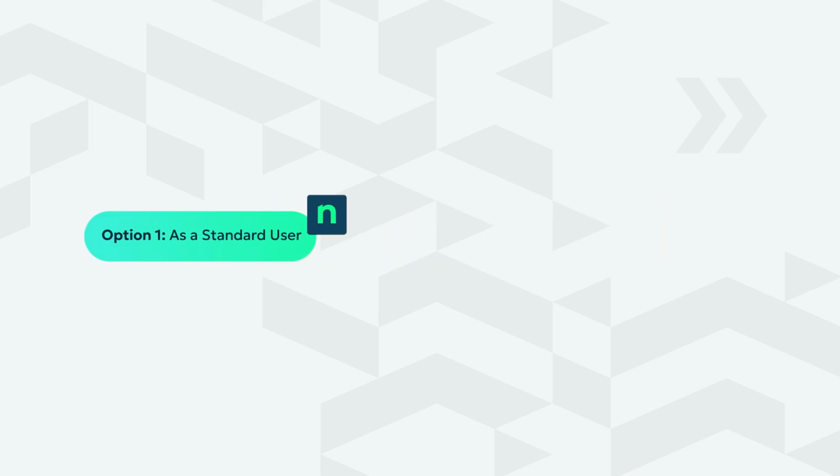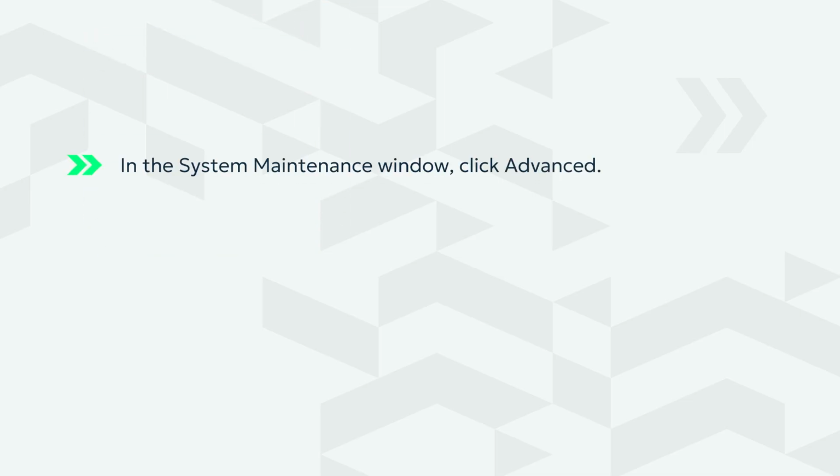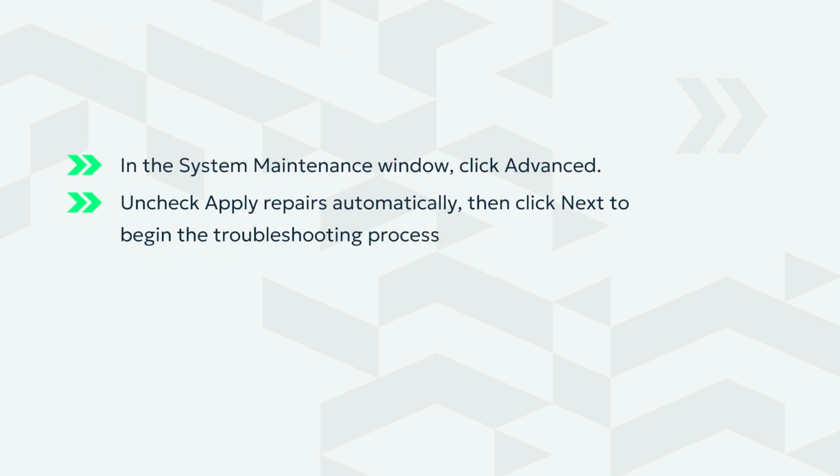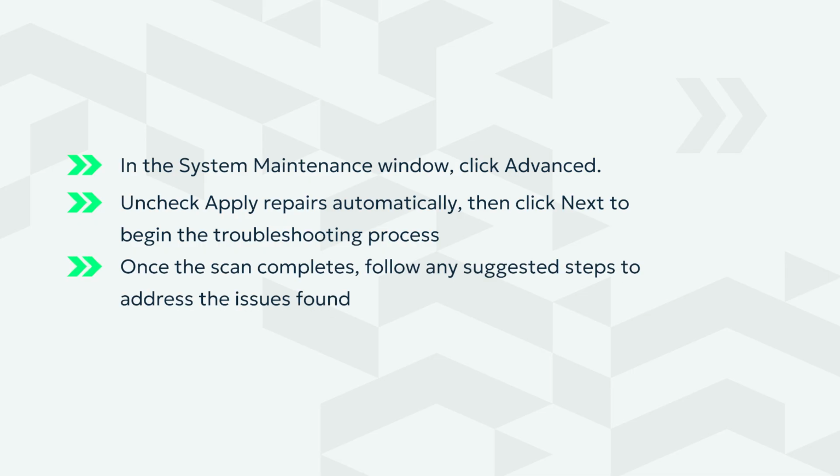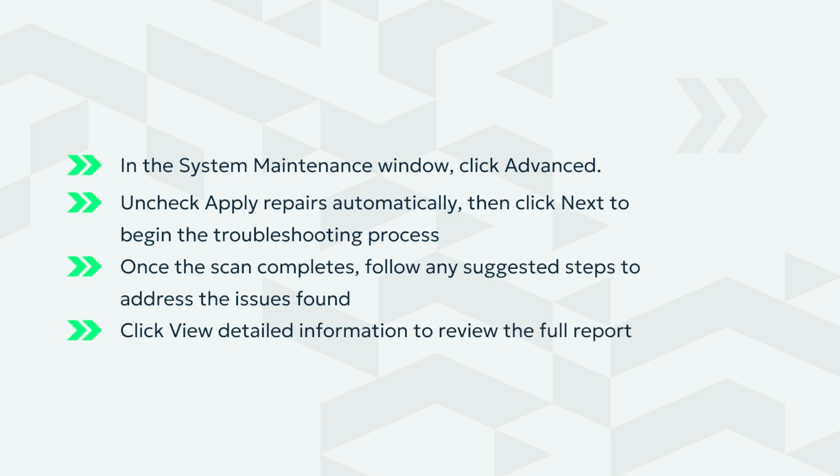Option 1. As a standard user. In the System Maintenance window, click Advanced. Uncheck Apply Repairs Automatically, then click Next to begin the troubleshooting process. Once the scan completes, follow any suggested steps to address the issues found. Click View Detailed Information to review the full report.